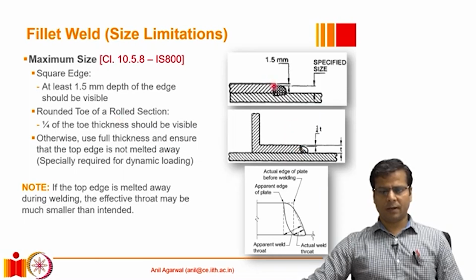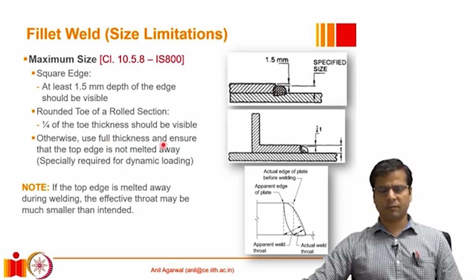If the edge here is not a square edge but a rounded toe, which is often achieved in a hot rolled section, in such a situation we should ensure that at least 1/4 of that thickness remains visible after the welding. So our weld should not be thicker than 3/4 of the thickness of the plate. Here it should not be deeper than the plate thickness minus 1.5 millimeters.